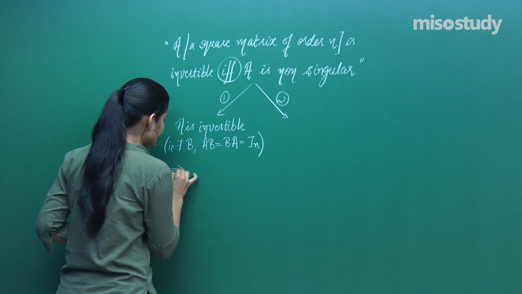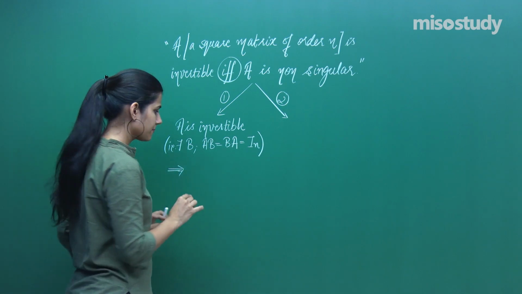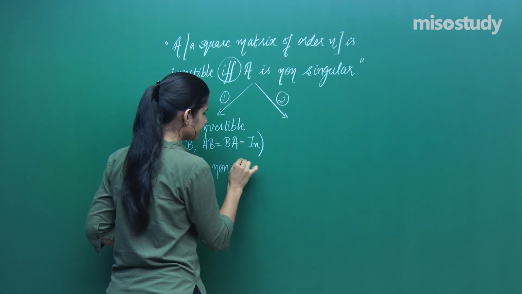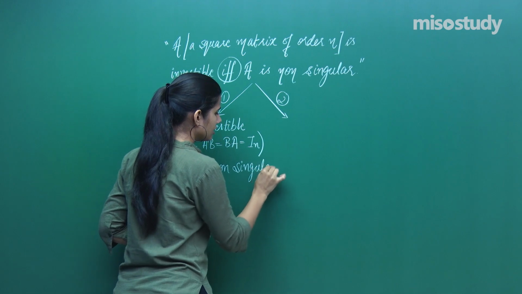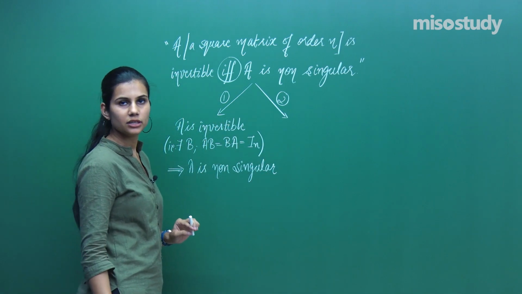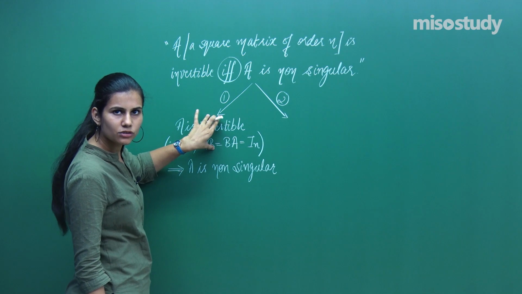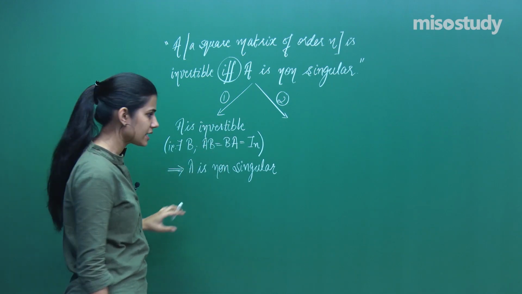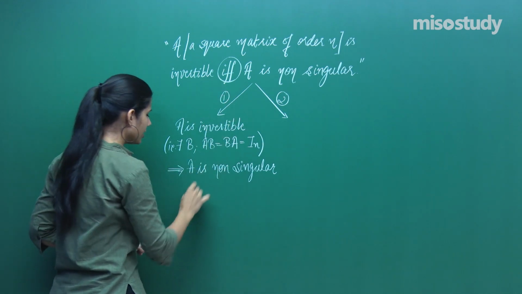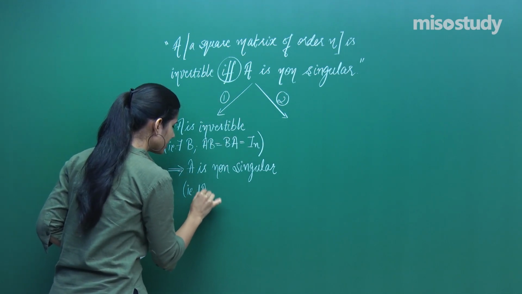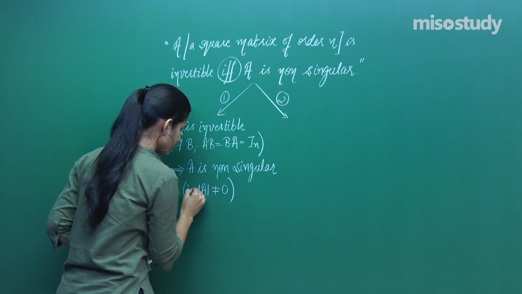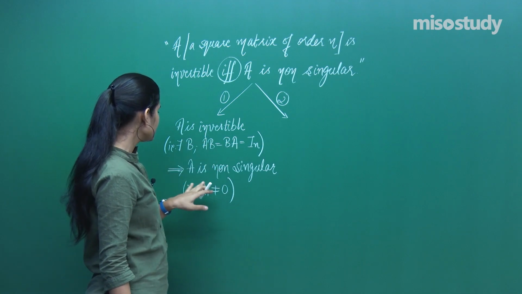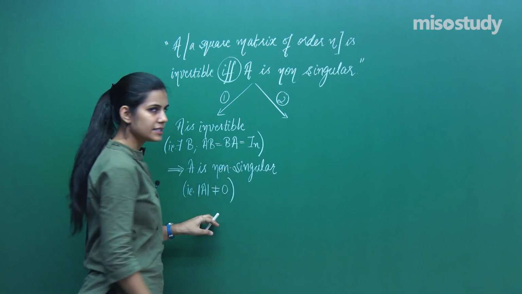Then you can very nicely say that this implies A is non-singular. The moment you are aware of this fact about a square matrix A of order n, you can conclude that the other fact also holds for the same matrix A, that A is non-singular by this result. Non-singular means that the determinant of A is not equal to 0. Is it understood? If A is invertible, this implies A is non-singular.